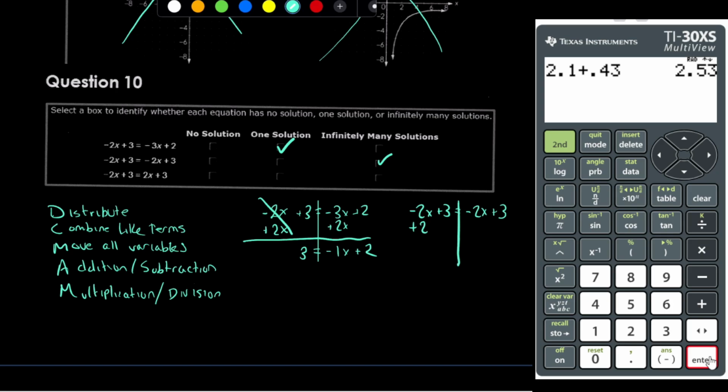We start by moving all of our variables to one side. Add 2x, add 2x. You get 3 equals 3. Something can be infinite solutions when you don't have a variable left over in the end. In that case, you check the numbers. If the numbers match, it's true, and therefore is infinite solutions. Okay.